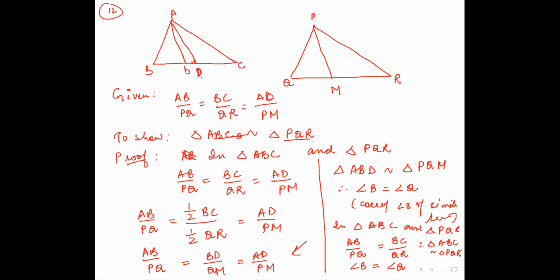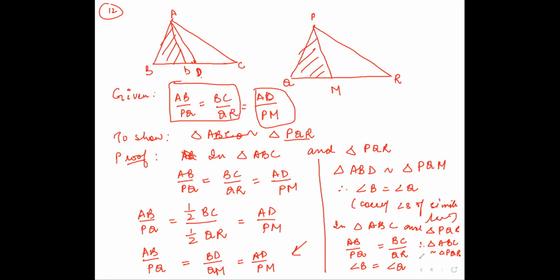Is this clear? Yes, ma'am. Yeah, because this was the problematic thing. It was not AC by PR. It's actually the median, AD by PM. So directly I cannot use SAS criteria here. So ultimately we have shown that these smaller triangles are similar and therefore one angle is equal. So because two sides were already in proportion, now one angle is also equal. So by SAS criteria. Yeah, sorry, criteria I have not written.